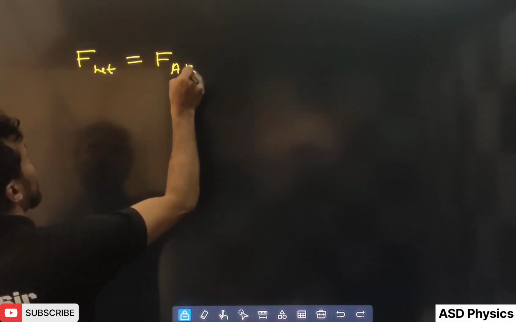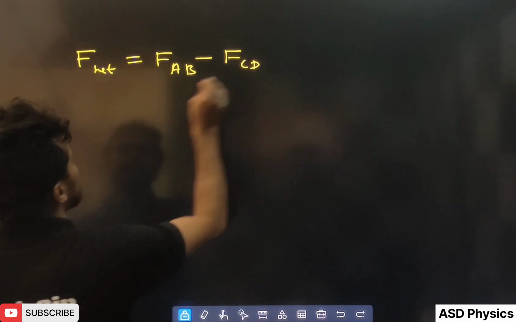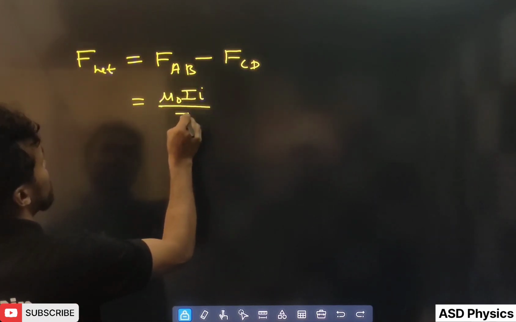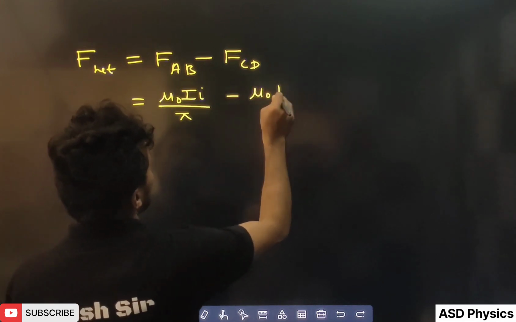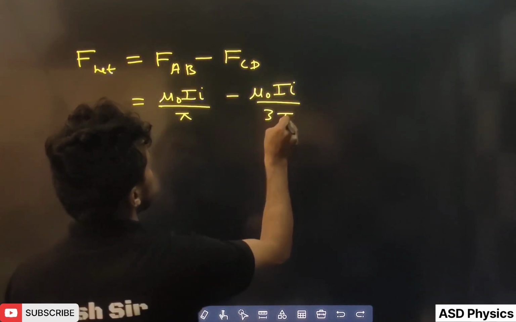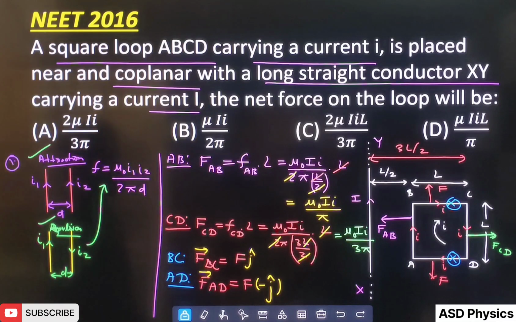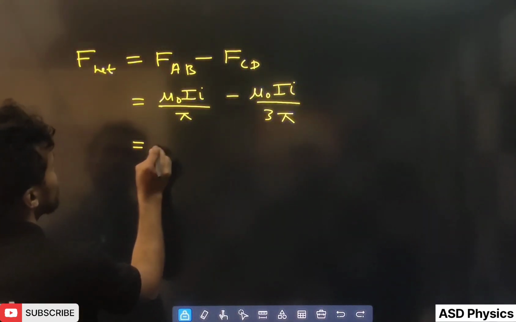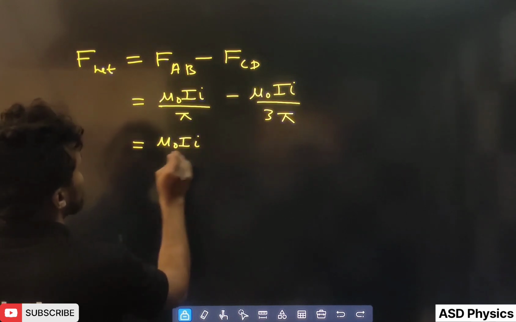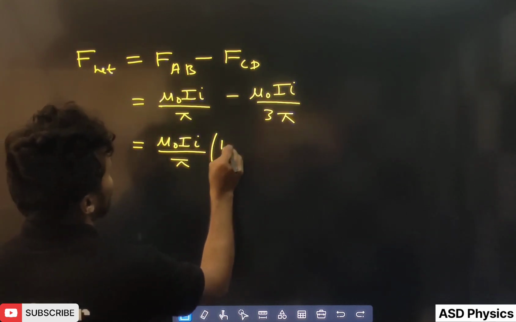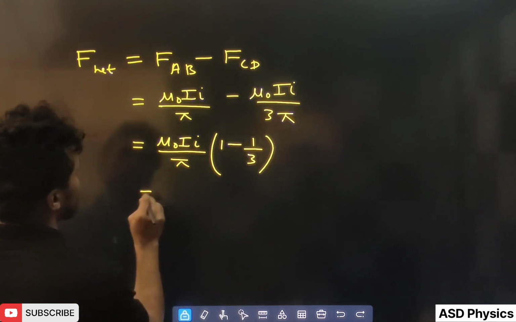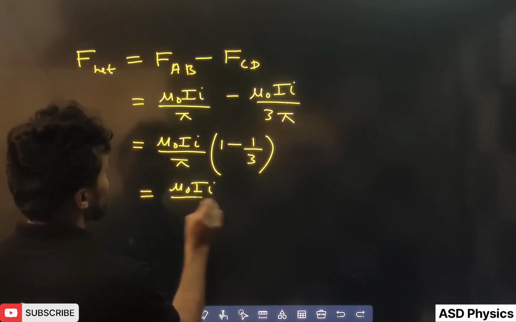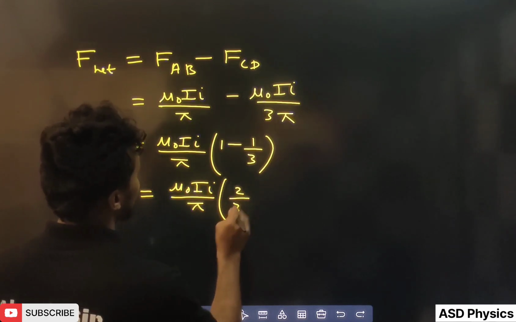So net force, how much here, students? See please. FAB minus FCD. What is FAB? Mu naught II by pi, and here mu naught II by 3 pi. Okay, so what will happen now here? Take what other things are common, and here 1 minus 1 by 3. That means what will come here? 1 minus 1 by 3 is 2 by 3. That means mu naught II by pi into 2 by 3.